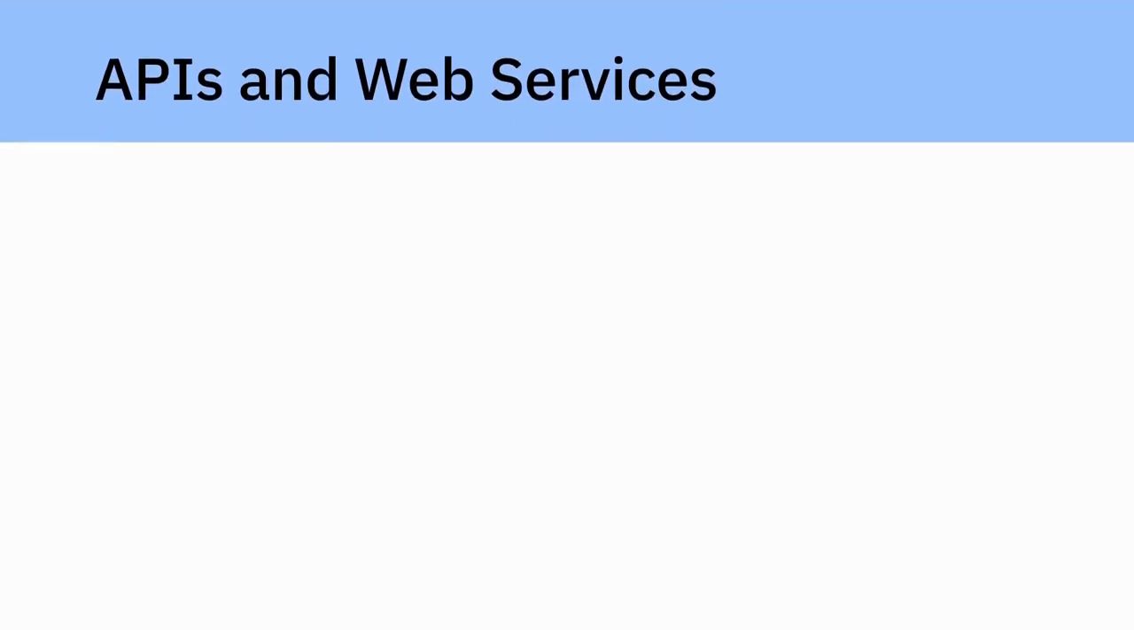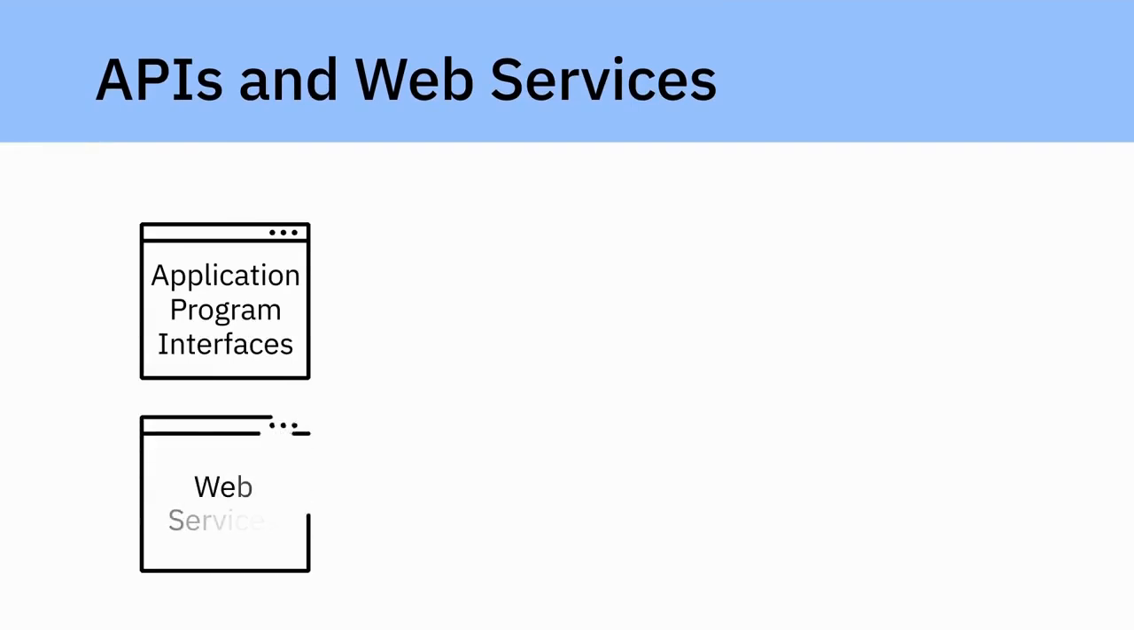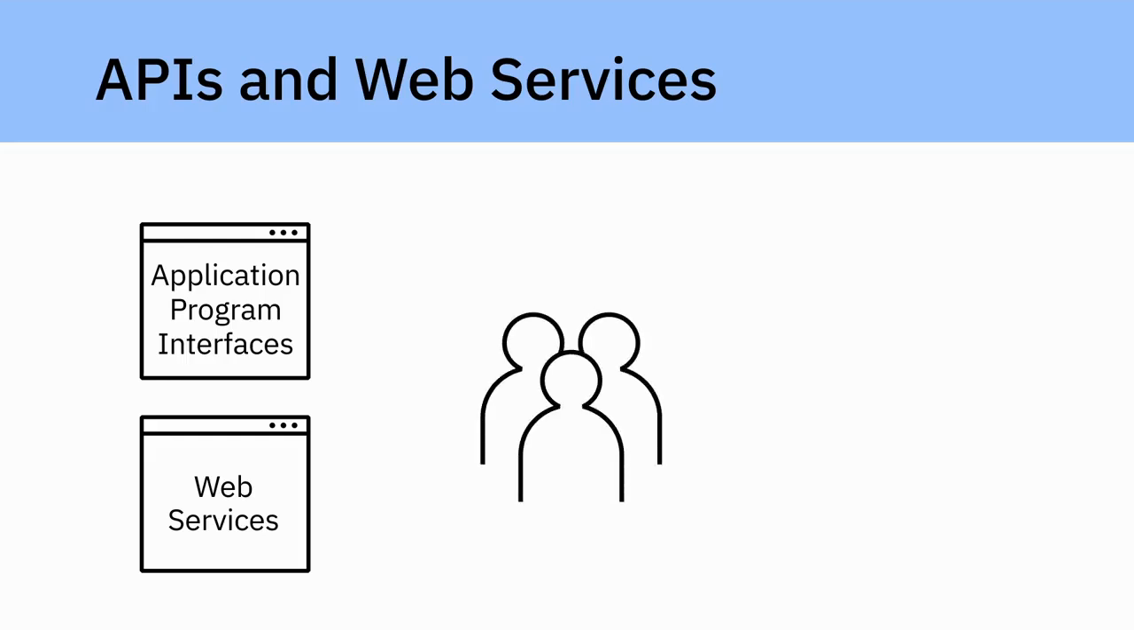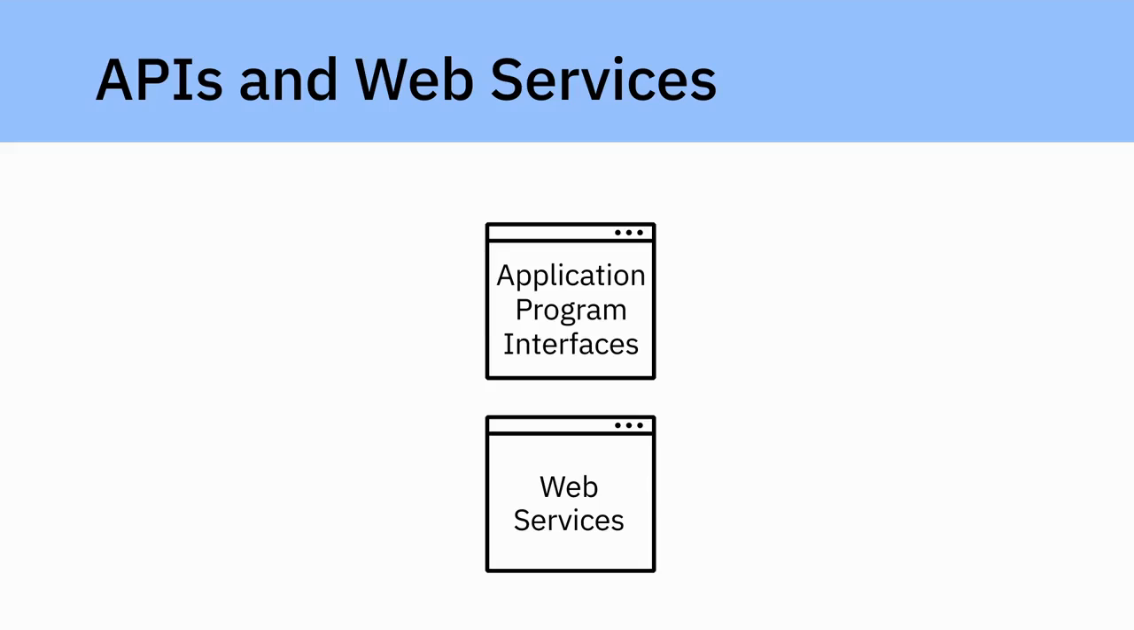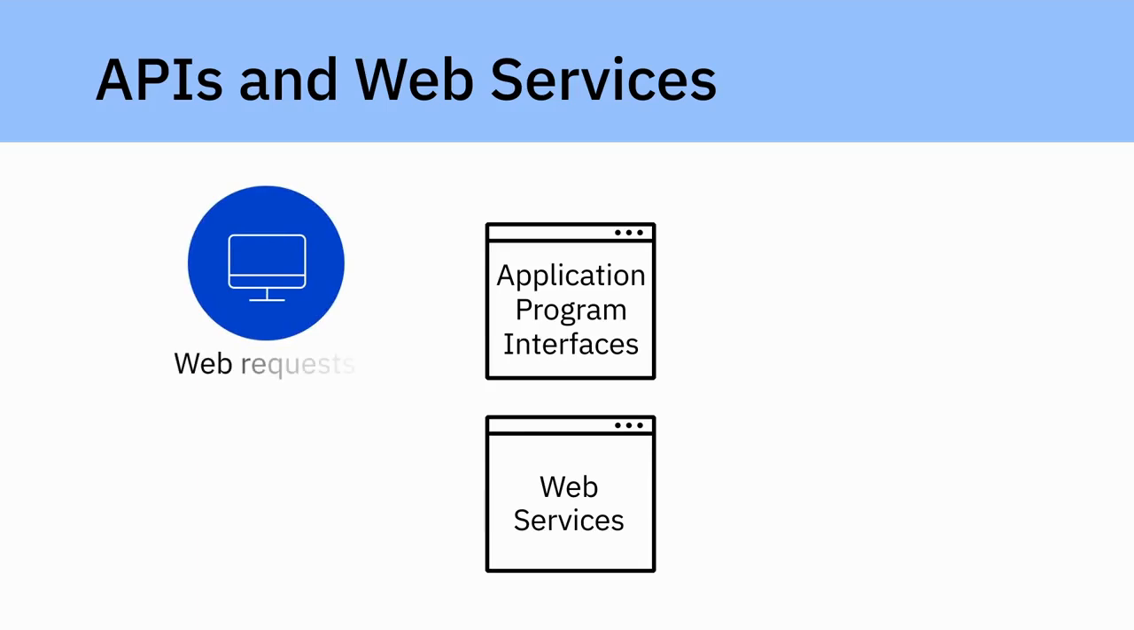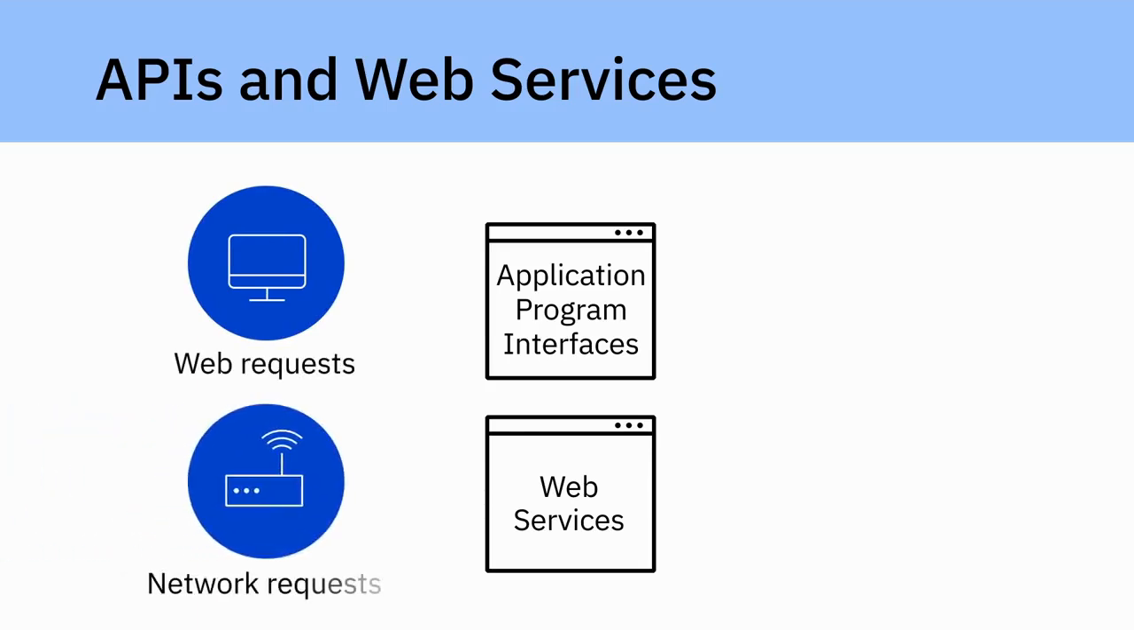Many data providers and websites provide APIs, or Application Program Interfaces, and web services, which multiple users or applications can interact with and obtain data for processing or analysis. APIs and web services typically listen for incoming requests, which can be in the form of web requests from users or network requests from applications, and return data in plain text, XML, HTML, JSON, or media files.